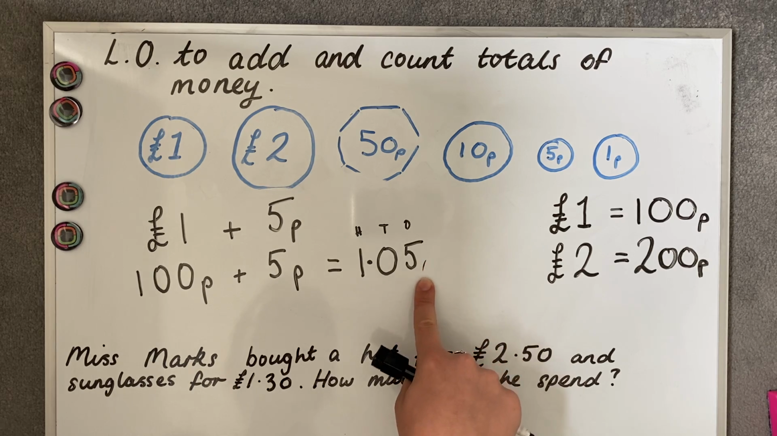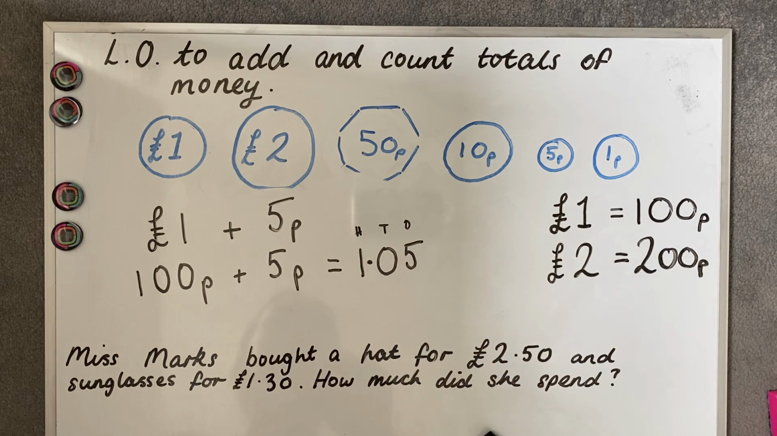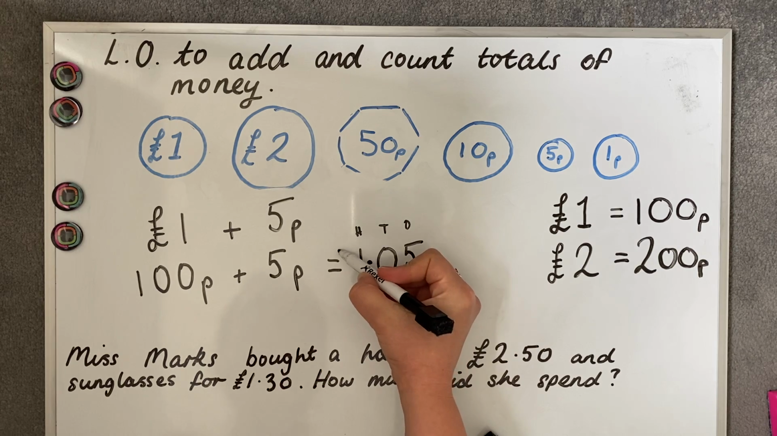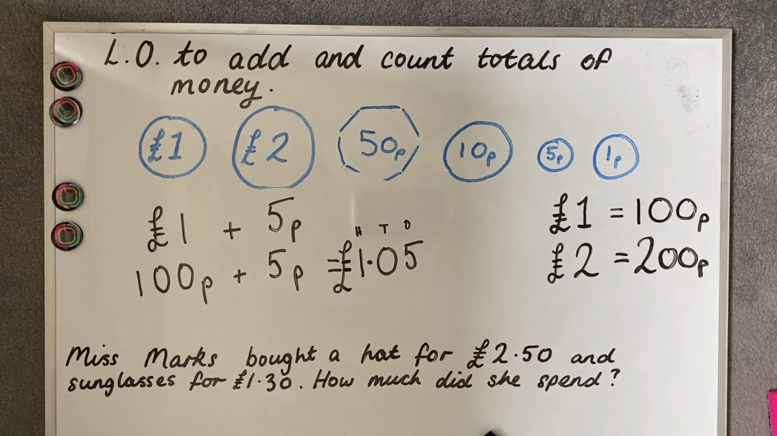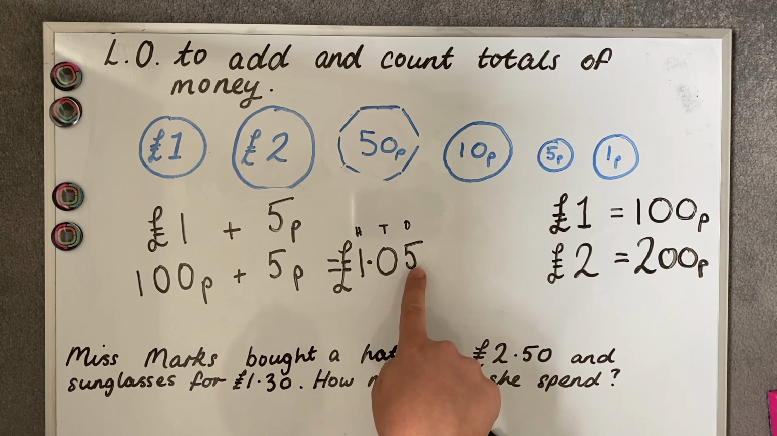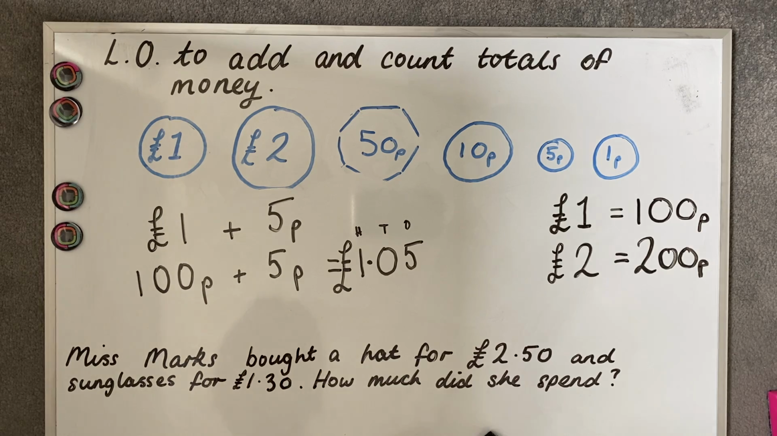We're going to get rid of our p because we're not going to give our answers in p. We're going to give our answers in pounds. We've now got the answer £1.05. Shall we do another one?